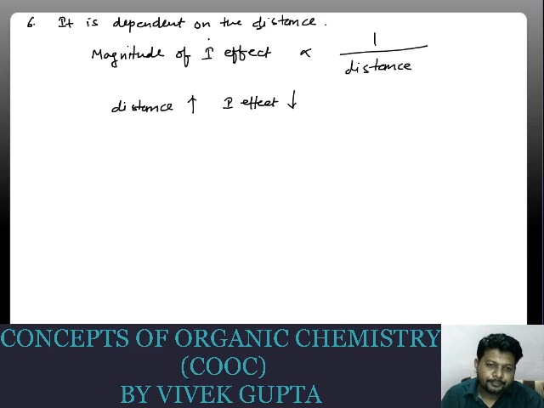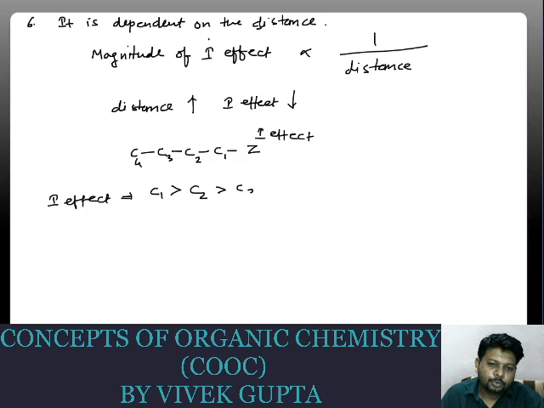Suppose there is a carbon chain and there is group Z, it is exerting some I effect and the result is coming on the C1, C2, C3 and C4, then the effect will be greatest on C1 and it will be lesser for C2, even lesser for C3 and even lesser for C4 and so on if the carbon chain is there.